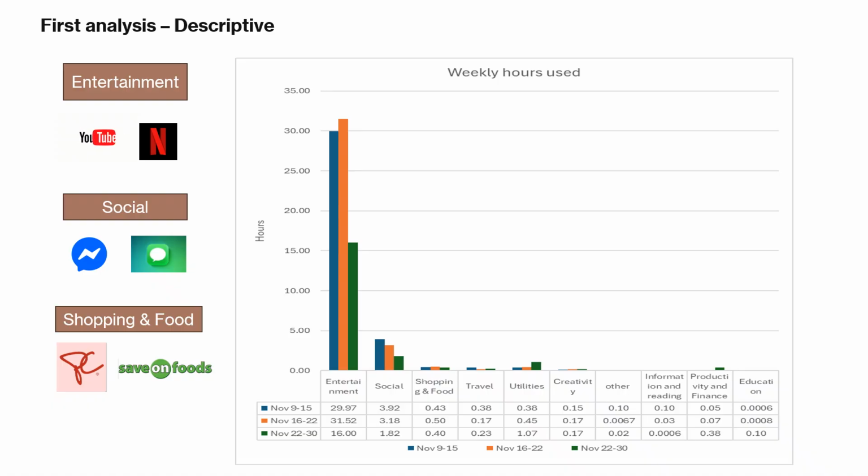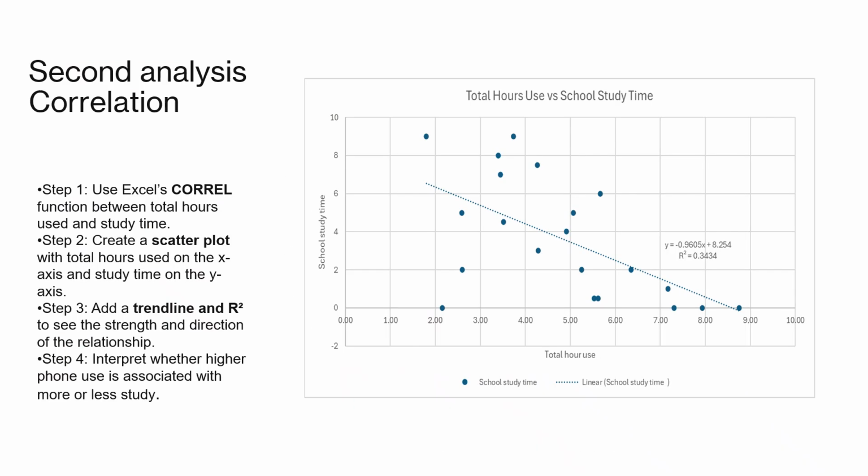This chart shows my total screen time by app category over 3 weeks. I spend most of my time on entertainment, social media, and shopping. Doing this analysis made me feel kind of unhappy because I realized that almost none of my phone use was for studying. I used a scatter plot for my total hours used and study time.